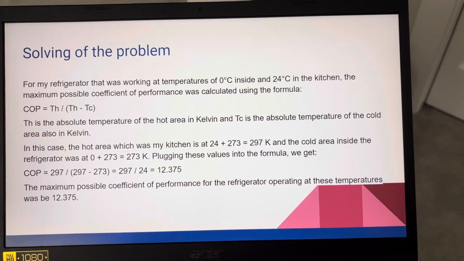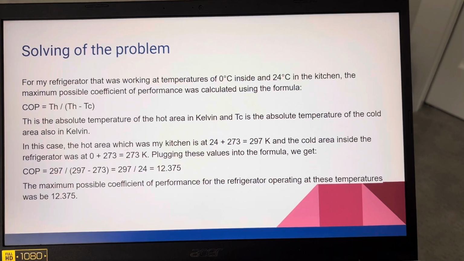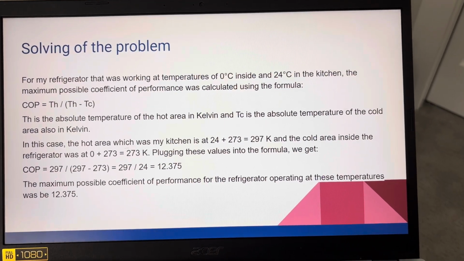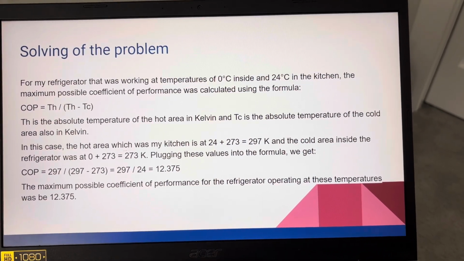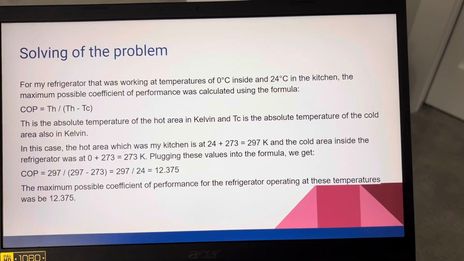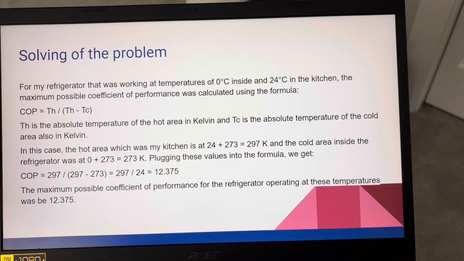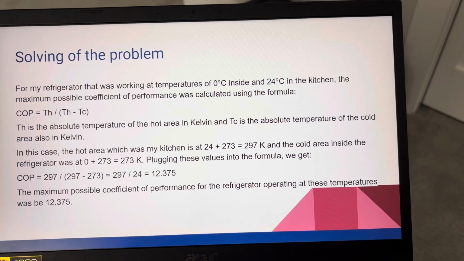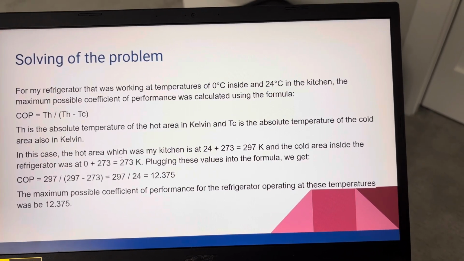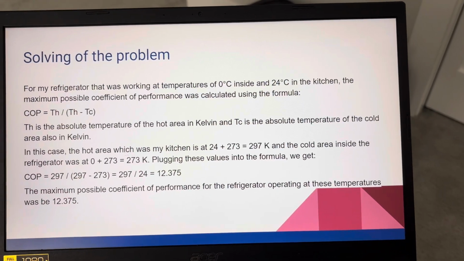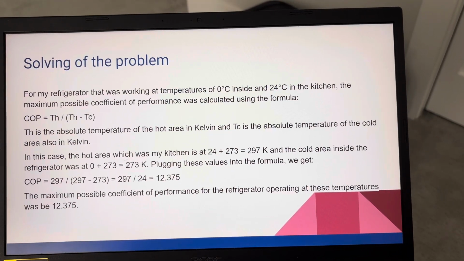Plugging these values into the formula, we get 297 divided by 297 minus 273 equals 12.375. So in conclusion, the maximum possible coefficient of performance for my refrigerator operating at these temperatures was 12.375.